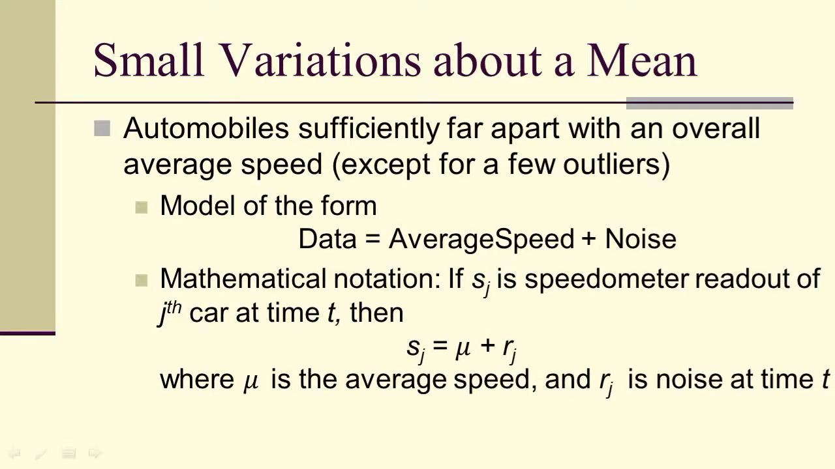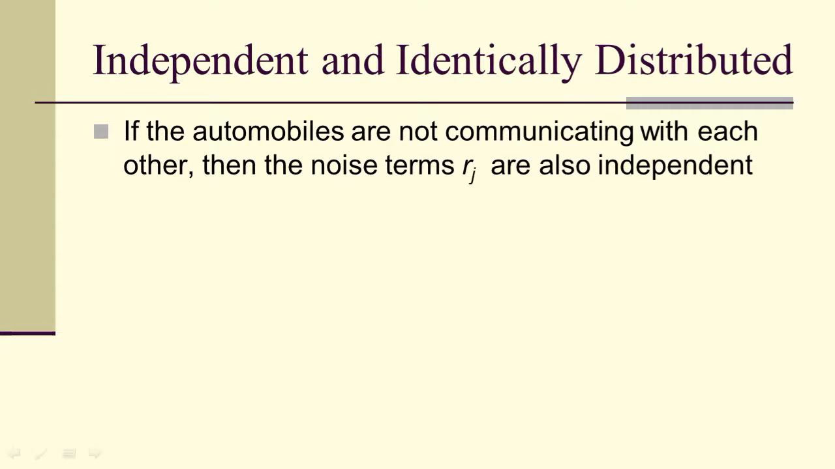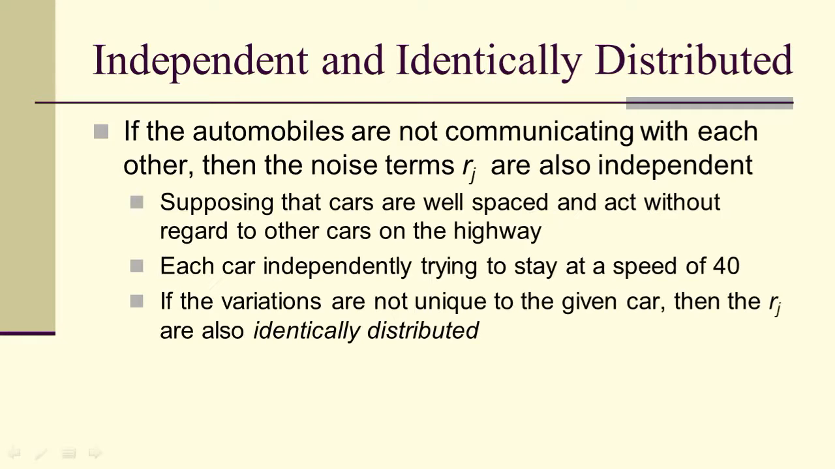Mathematically, if S sub j is the speedometer readout of the jth car at time t, then S sub j is equal to mu, which is the average speed, plus R sub j, which is noise at time t. The average value of the R sub j has to be 0 because mu represents the average speed of the automobiles altogether. If the automobiles are not communicating with each other, then these noise terms are independent, and so the S sub j would be independently and identically distributed.